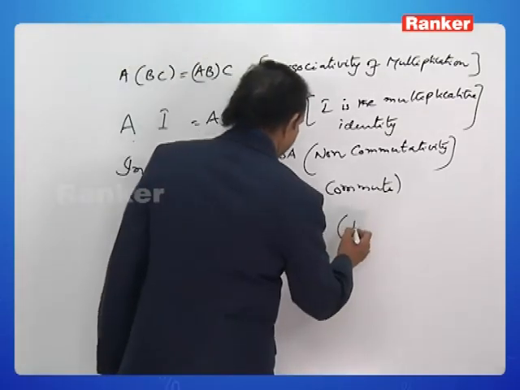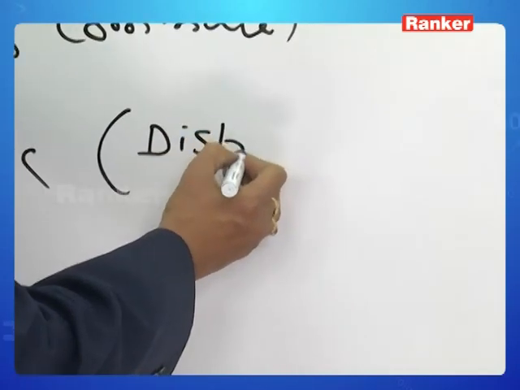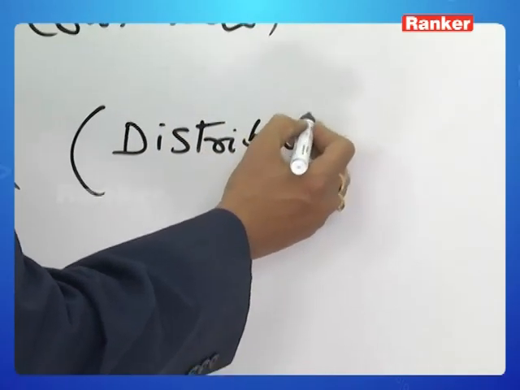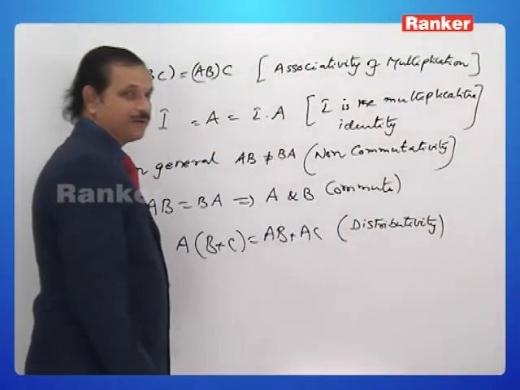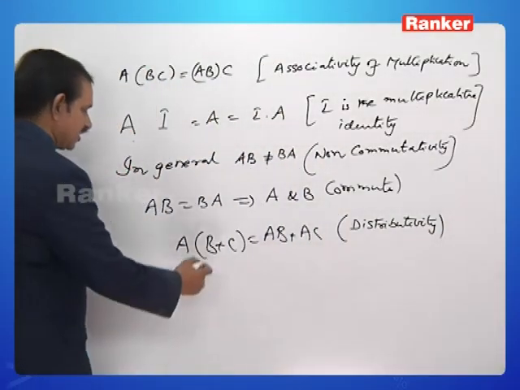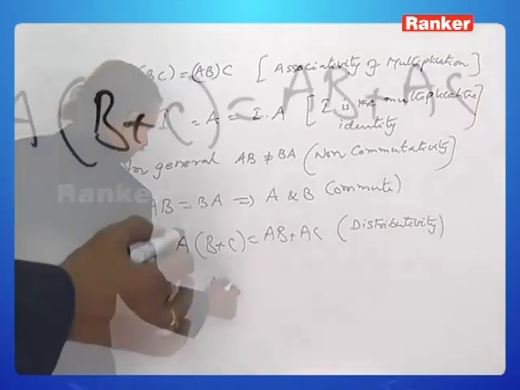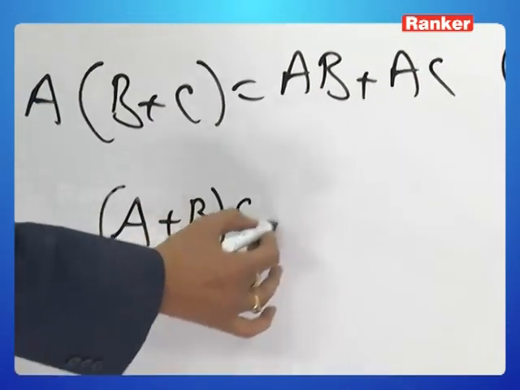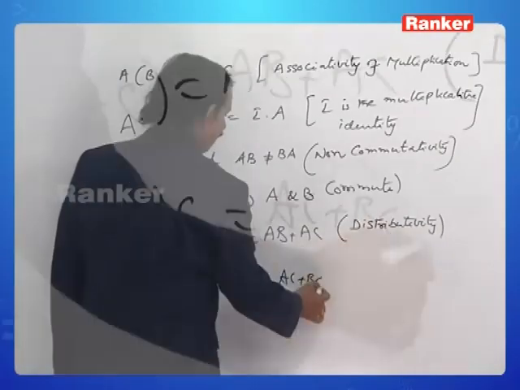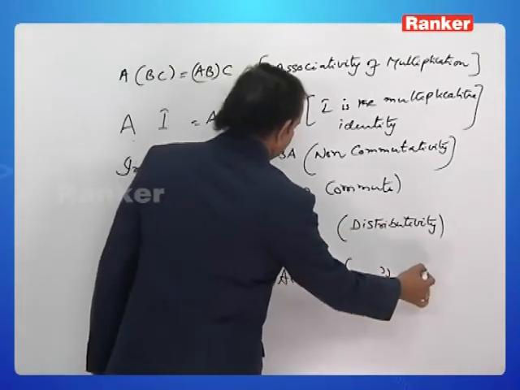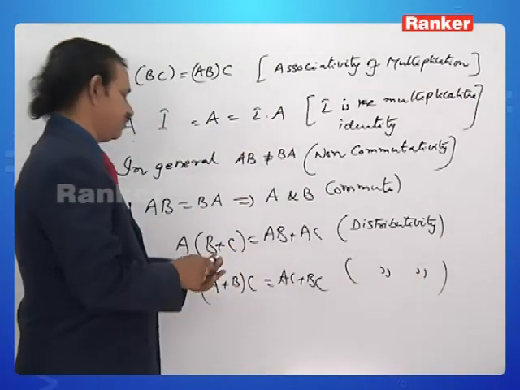Okay, A into B plus C is equal to AB plus AC. This we call distributivity. What is this property called? Distributivity. Just like this, we have A plus B into C is equal to AC plus BC. This is also called distributive character.